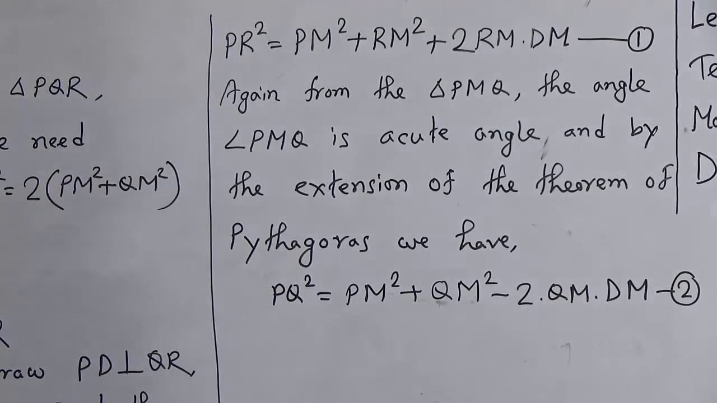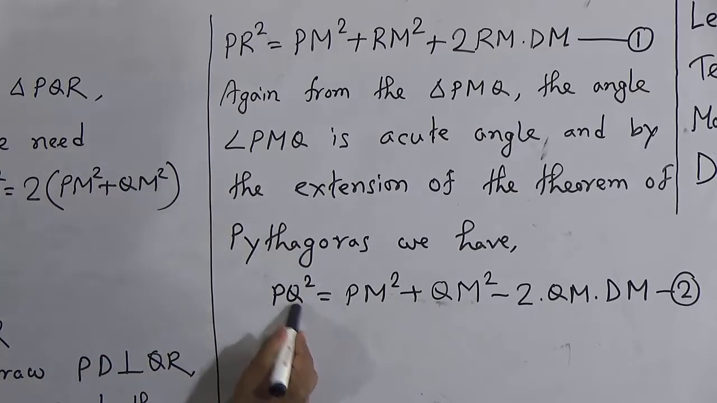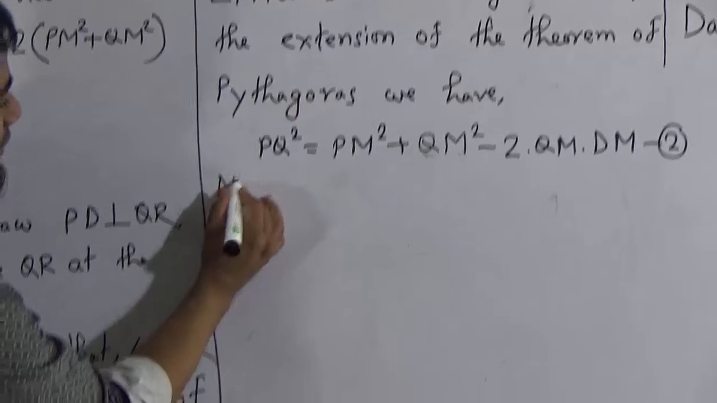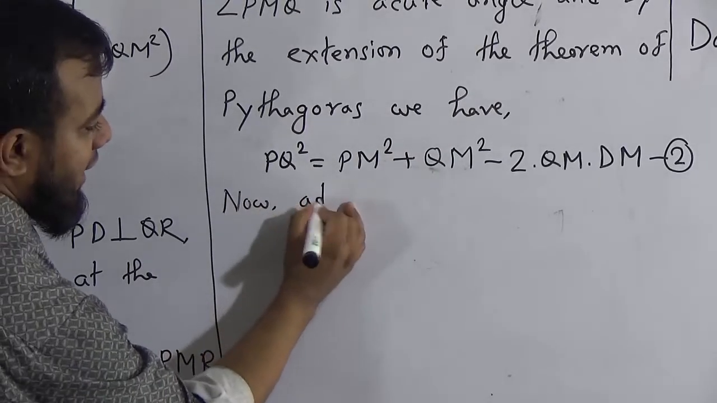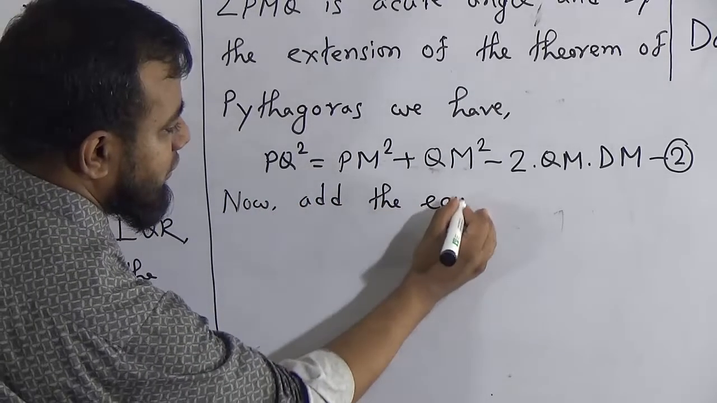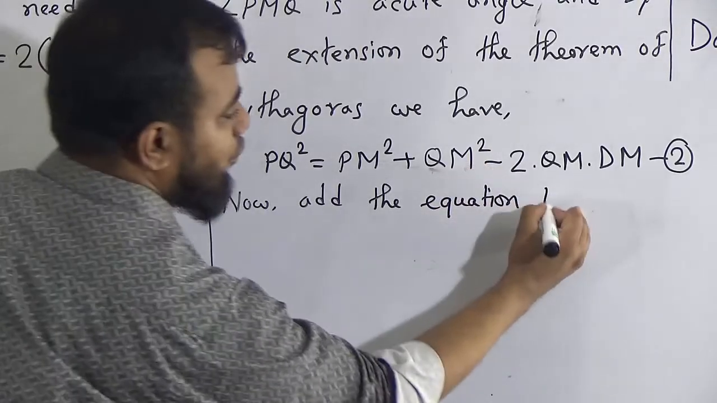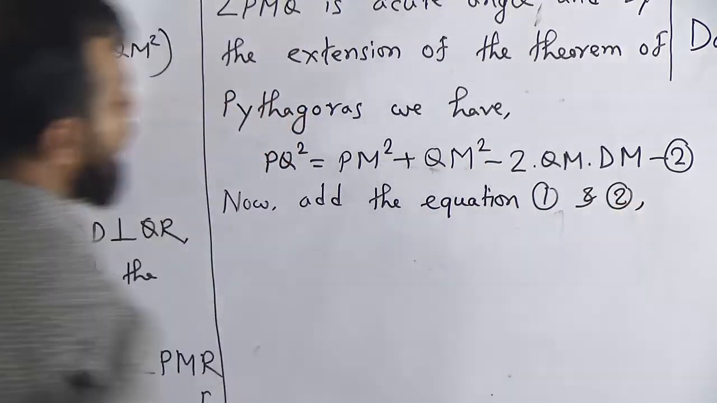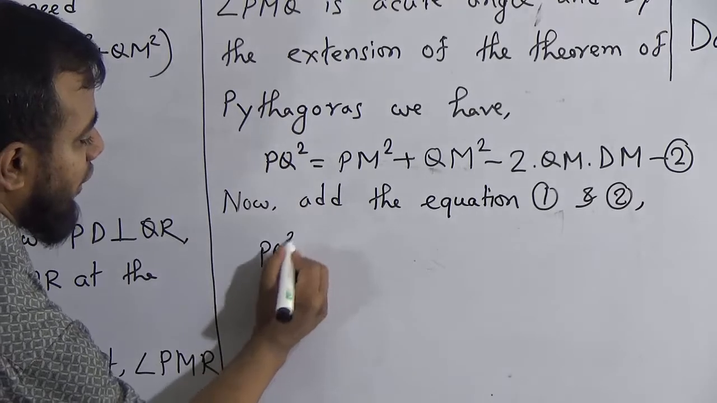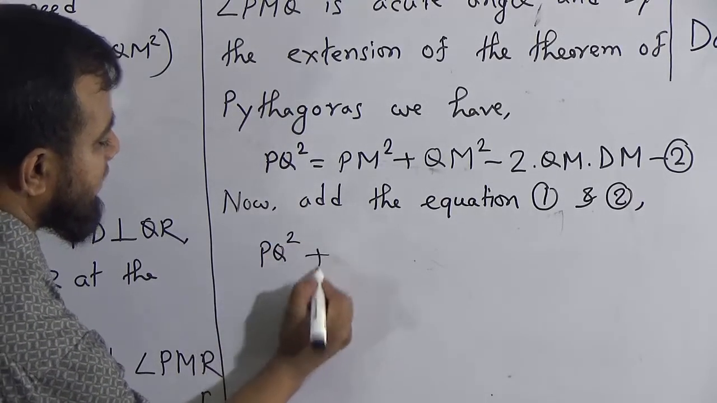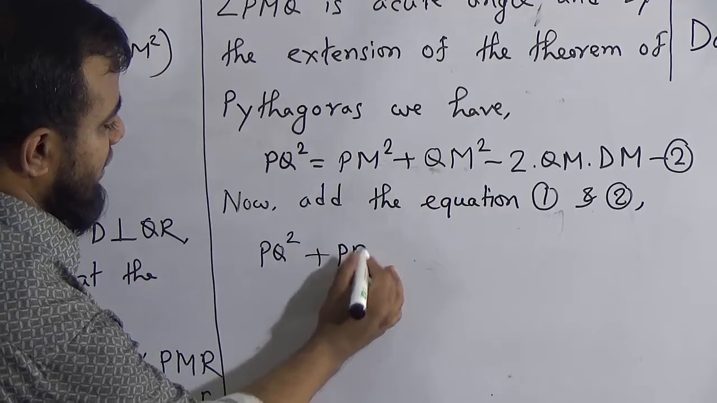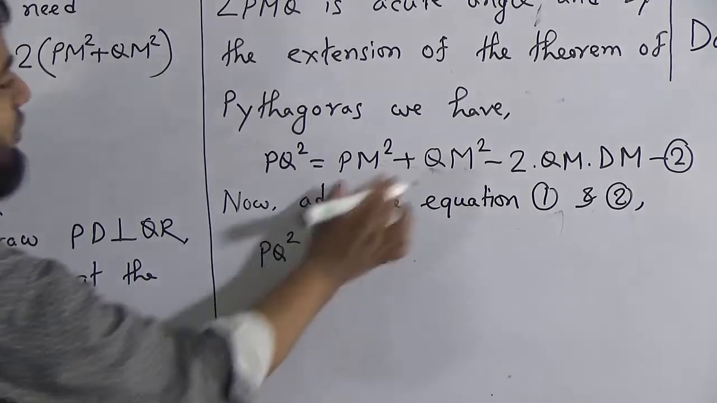From these two equations, we can get the left hand side. Our left hand side of the proof is PQ square plus PR square. So if we add these two equations, we will get the left hand side. Now add equation 1 and 2. What will we get? We will get PQ square plus PR square, which is equal to this one plus this one.